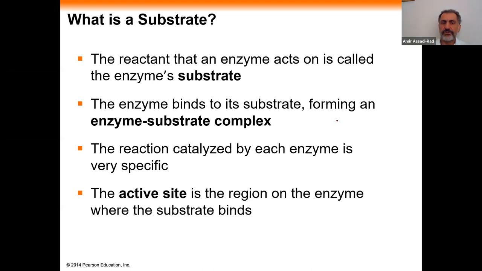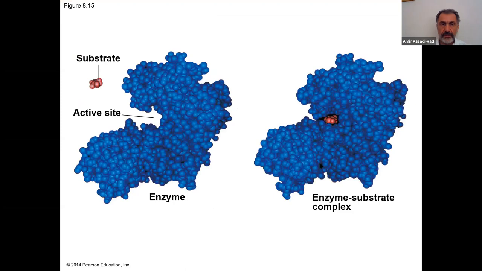That lock and key is called the enzyme-substrate complex. The reaction catalyzed by each enzyme is very specific. You have a huge enzyme, and the active site is right here, where the chemical reactions occur. This is not the active site. This is not the active site. The active site is right here. Let's look at it right there. All of these are amino acids. Each single one of these, imagine, are amino acids. And where the sucrose comes and sits down, that's the active site. This is not the active site.